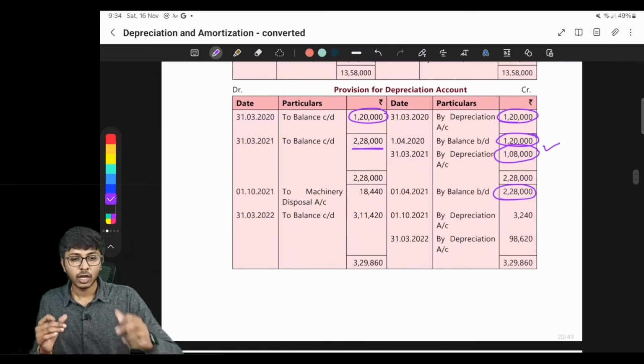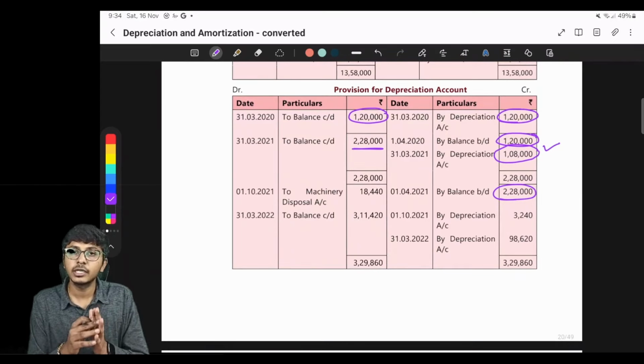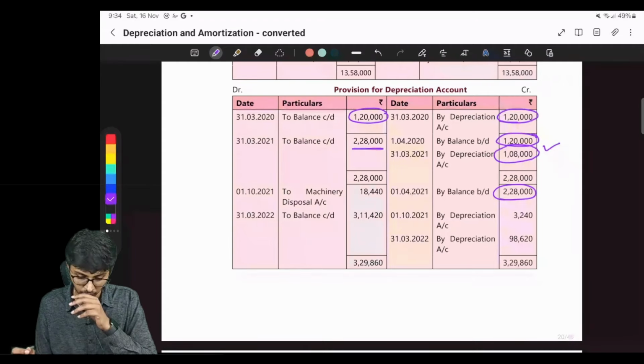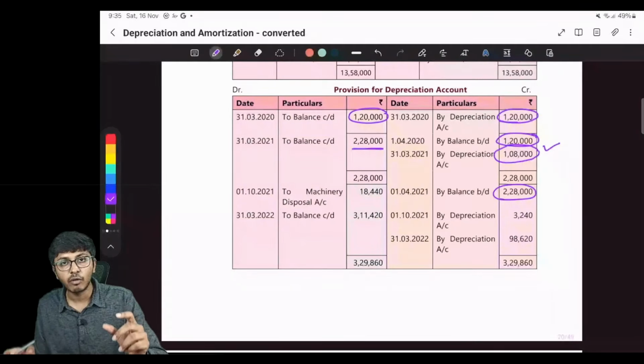Where will you provide it? Now don't provide it in the machinery account. Machinery account you will not provide because we have created a separate account called provision for depreciation account. So depreciation account debit to provision for depreciation.